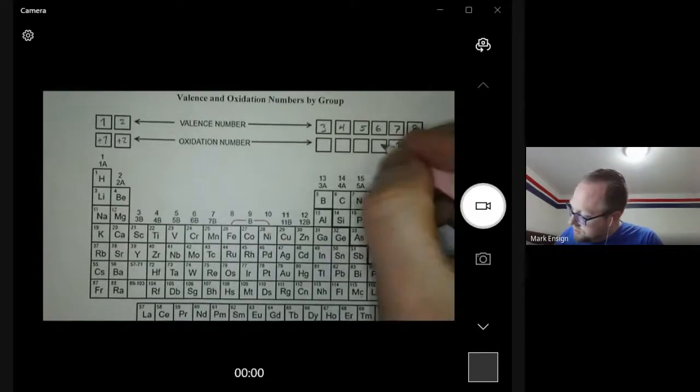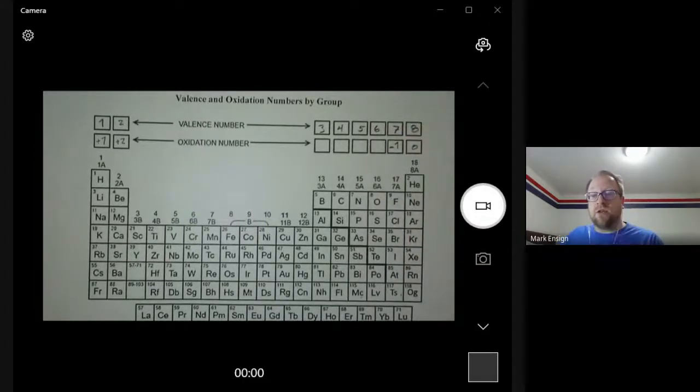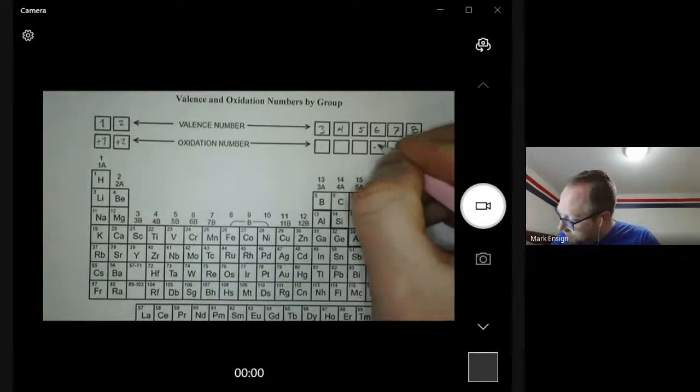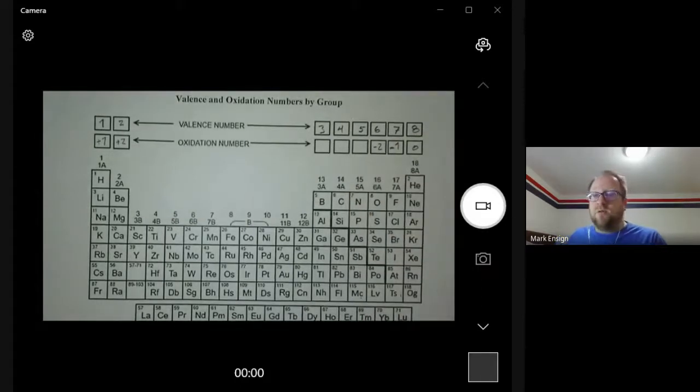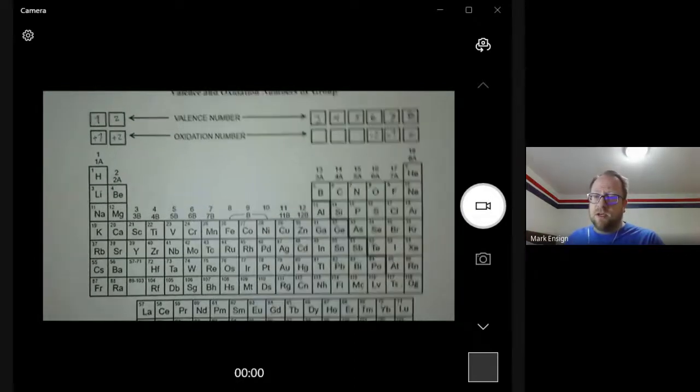If we go to the next one, this one has 6 valence electrons. It's easier to gain 2 electrons than it is to lose 6. And so this one is going to be negative 2. Now, we went over this all last week. This should be a review. I'm going to let you fill in the rest of those.